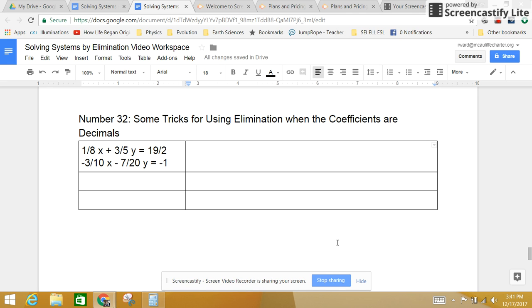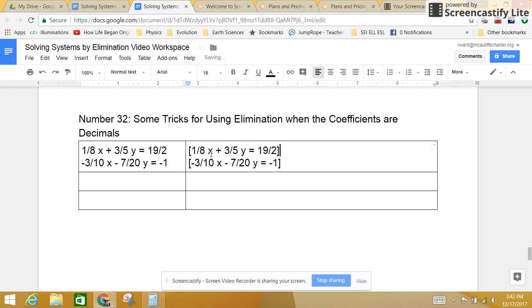Having gone through the decimal coefficients, I figured I would go through how to use some tricks of elimination to deal with fraction coefficients. So I picked one of the ugliest looking problems on 4.2, number 32. Here it is: 1/8 x plus 3/5 y equals 19 halves, and negative 3/10 x minus 7/20 y equals negative 1. And I'm going to need to find some way to clear out those denominators.